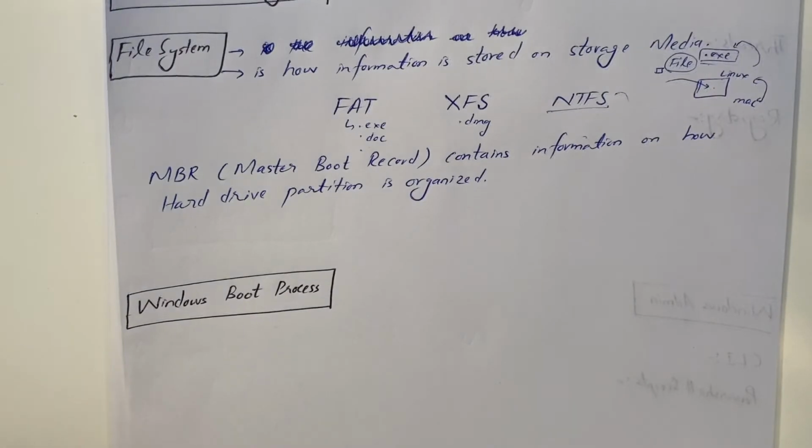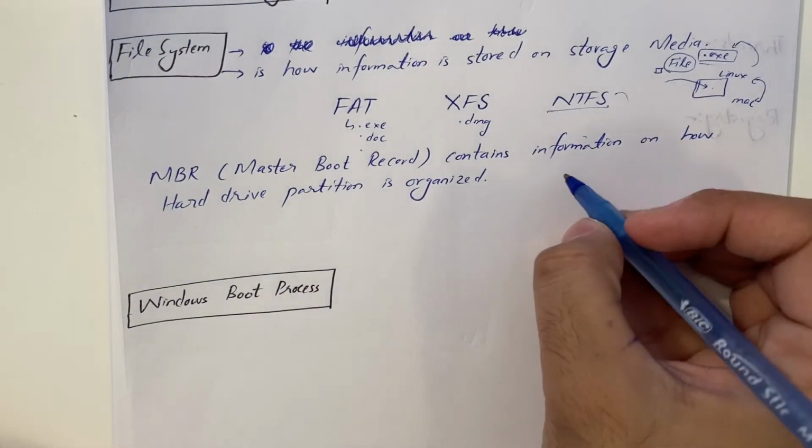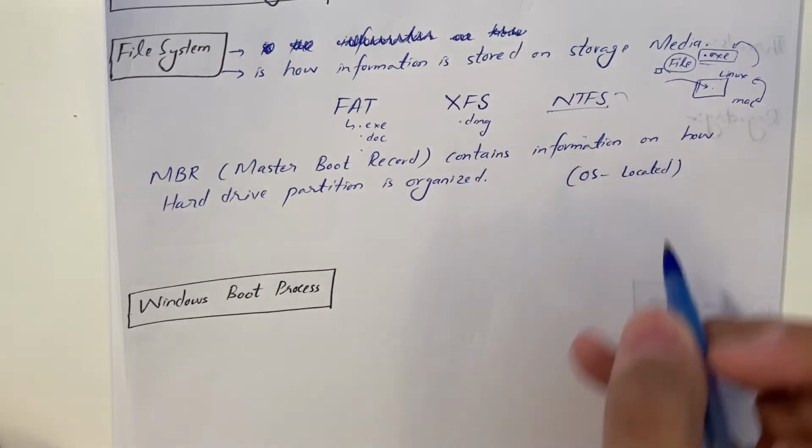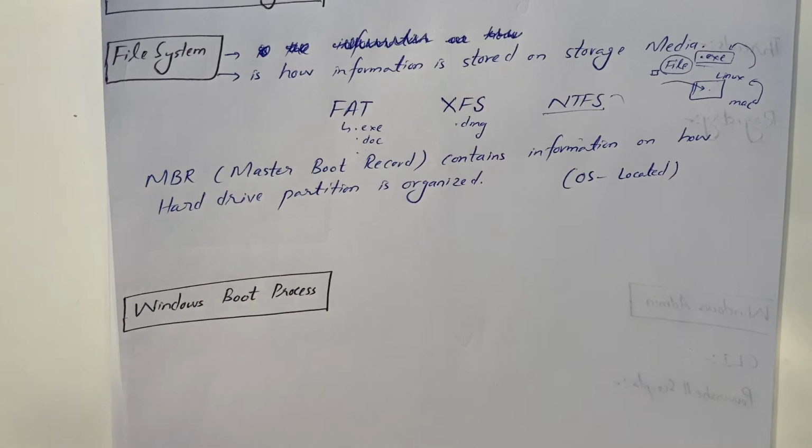And that MBR information is very, very important. Why is it important? Because it defines where your operating system is located. So for example, when you boot or restart your computer, the MBR informs where the operating system is. And after locating the operating system, you can get into Windows and all.